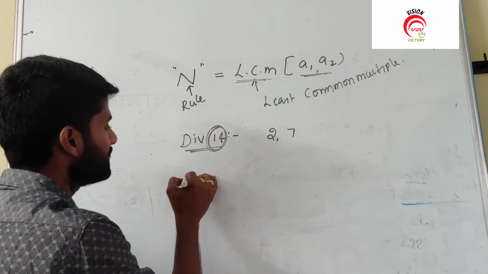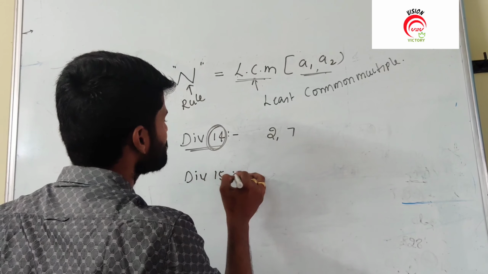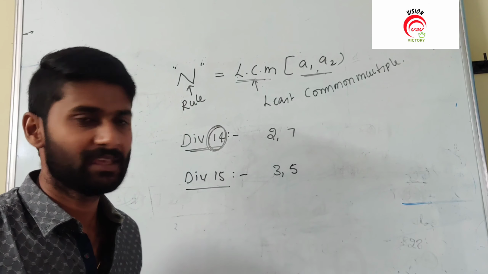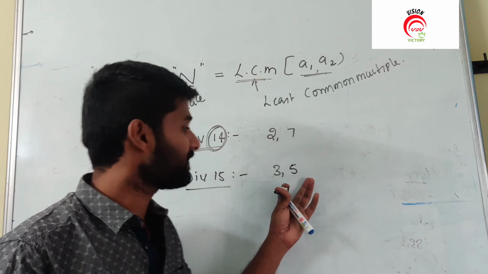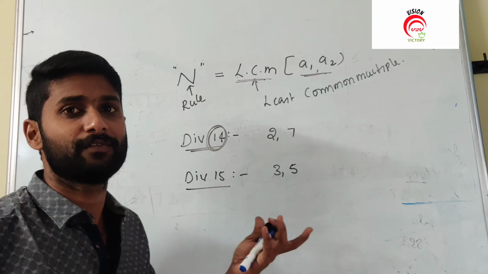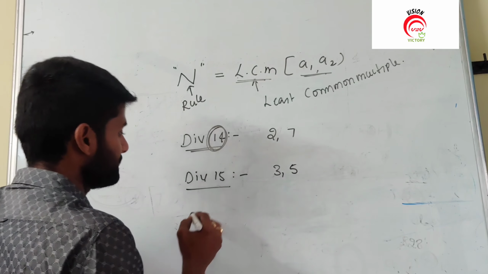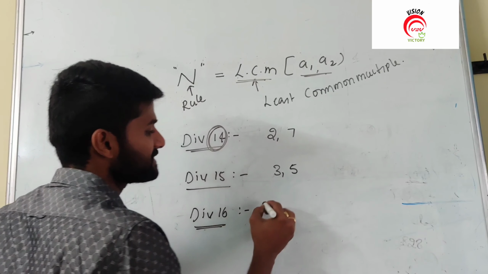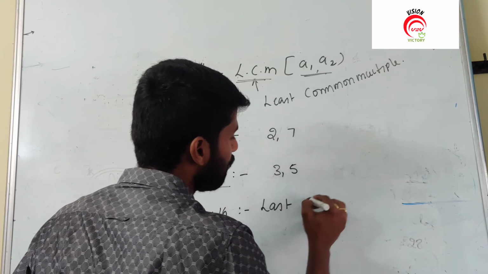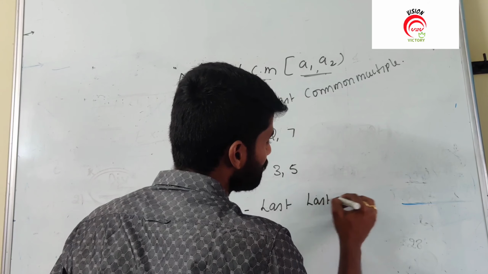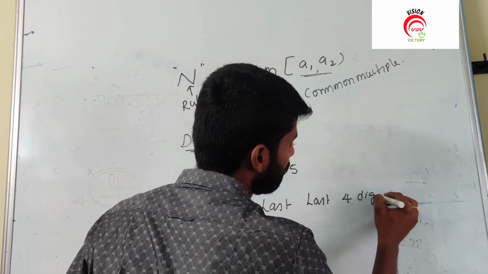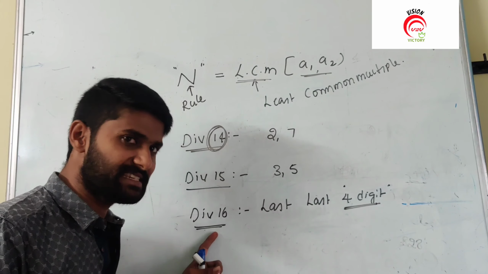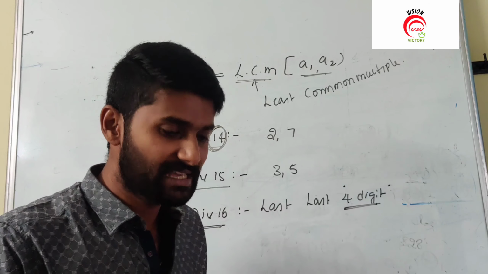Next one. Same, focus on divisibility by 15. What is the rule for divisibility by 15? If any number is divisible by 3 and 5, definitely that number is divisible by 15. Next one. Divisible by 16 means for the entire number, focus on the last 4 digits. If the last 4 digits are divisible by 16, the entire number is divisible by 16.